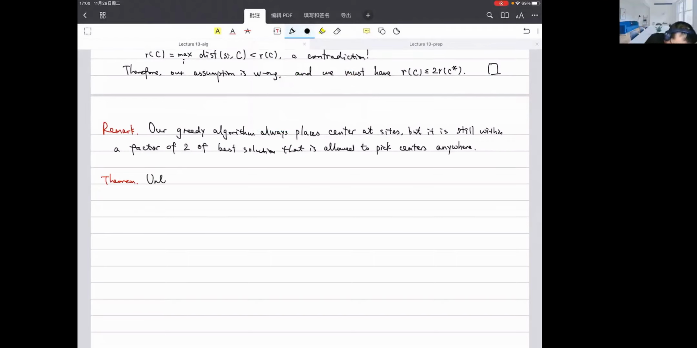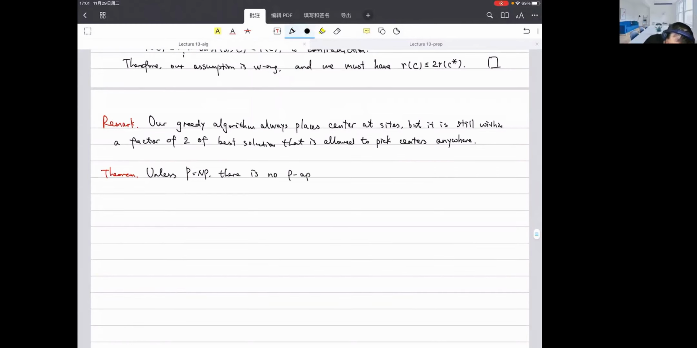For this center selection problem, it is known that unless P equals NP, our algorithm is already the best. Unless P equals NP, there is no rho approximation algorithm for the center selection problem for any constant rho strictly smaller than 2. So let's say 1.99, we are not going to have a 1.99 approximation algorithm for the center selection problem in polynomial time unless P equals NP.